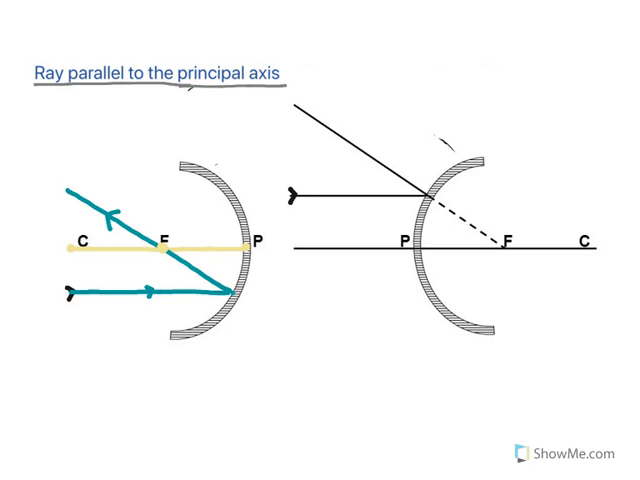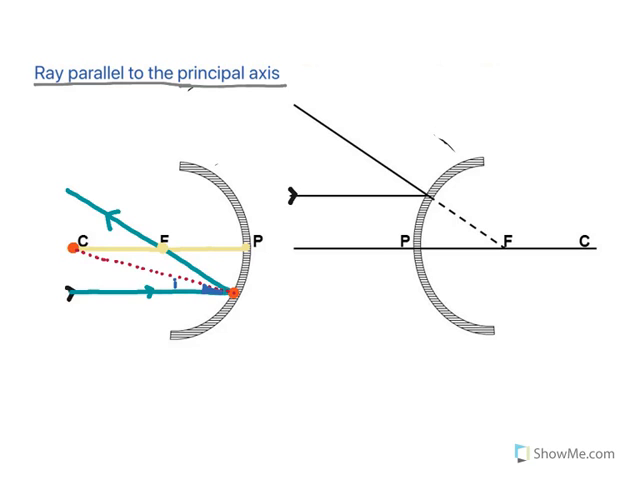Now, if we want to indicate the angle of incidence and the angle of reflection in this figure, all we need to do is join the center of curvature to the point of incidence. This is the normal. Now you know what the angle of incidence is: the angle between the incident ray and the normal. So the angle between the incident ray and the normal is this angle here. We'll mark this as I.